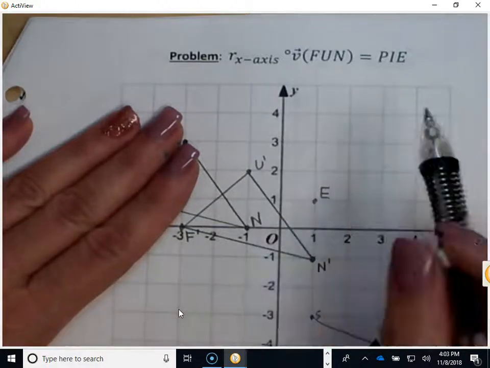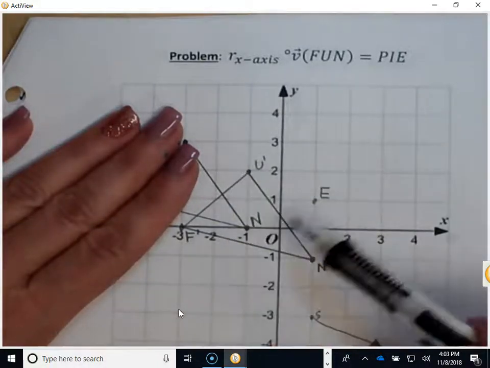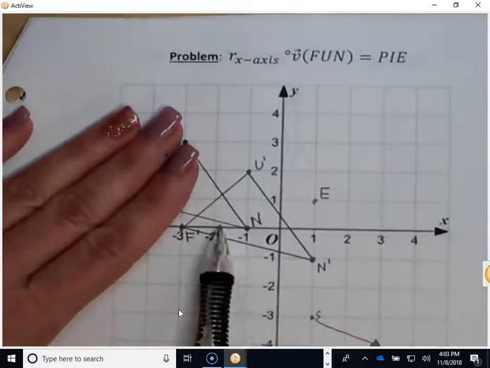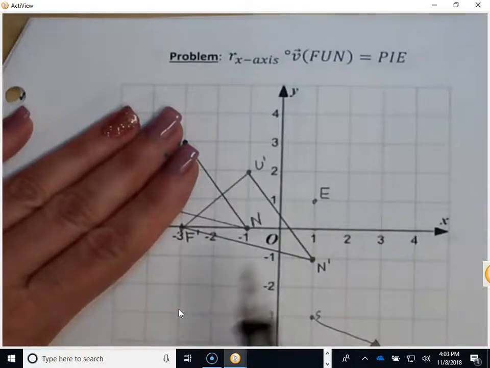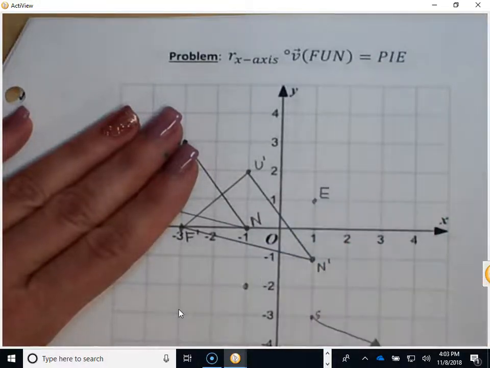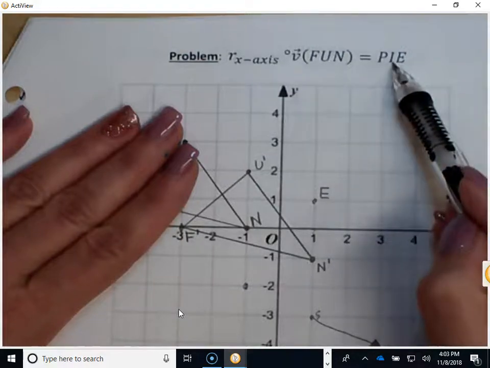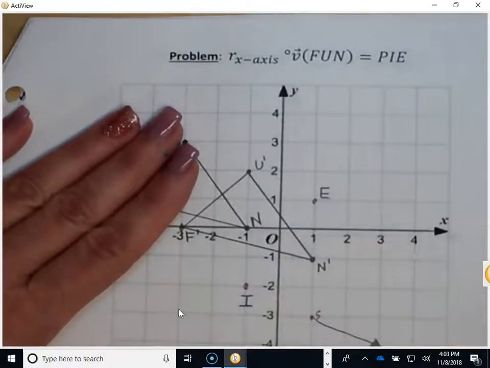Alright, now we're going to do U prime. We've got to reflect it across the x-axis. So here's my x-axis right here. U prime is 2 units above, so I go 2 units below the x-axis. Now instead of it being called U double prime, since that's the second letter, we're calling that I, since I was the second letter as well. So I've got I and E. I just need to get my P.